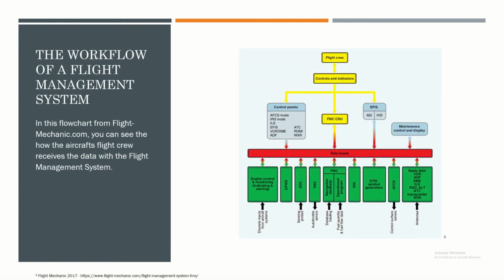The workflow of a flight management system. So this workflow chart that I saw, which was on flightmechanic.com, it pretty much put all of those components together and made a workflow to see how it gets from the actual aircraft parts and components all the way to the flight crew. So as you can see, we have all of our different instruments and components that go through the data buses and come through our control panels, our flight management computer, and everything else, and comes through the controls and indicators all the way up to the flight crew.